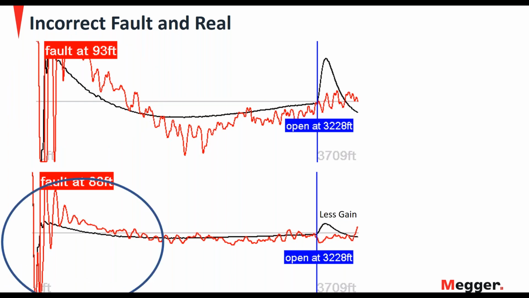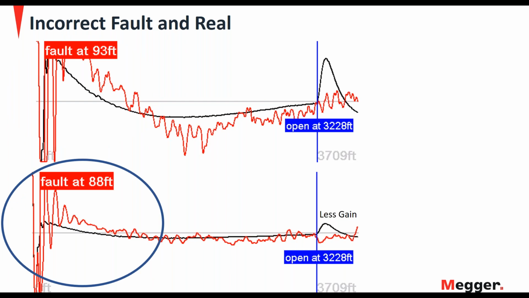If we go to the bottom picture, it's basically the same thing. Again, the software is indicating I have a fault at 88 feet, but I cannot verify that. I can't see a mirror effect. I can't pull out a distinguishable V or U shape.